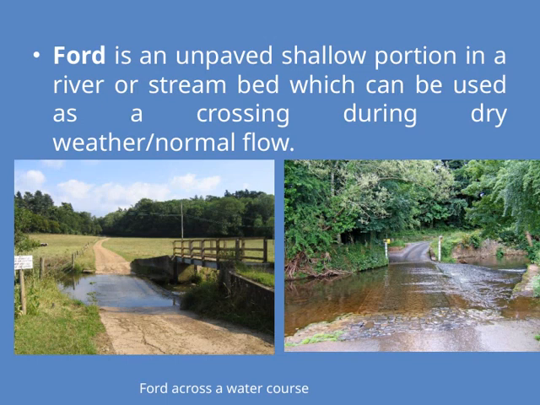A ford is essentially an unpaved, shallow part of a river or stream bed that you can cross during dry weather or when the water flow is normal. It's like a natural crossing point that doesn't require a bridge or a culvert. When we talk about a ford across a watercourse, we're referring to this specific crossing spot that can be used when conditions are suitable. Understanding where these fords are located and their characteristics is important for planning safe and efficient routes, especially in areas where infrastructure might be limited.